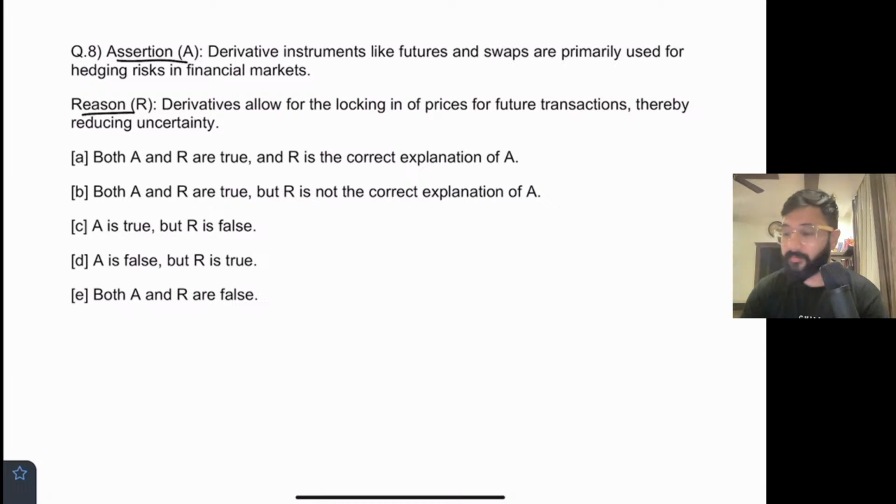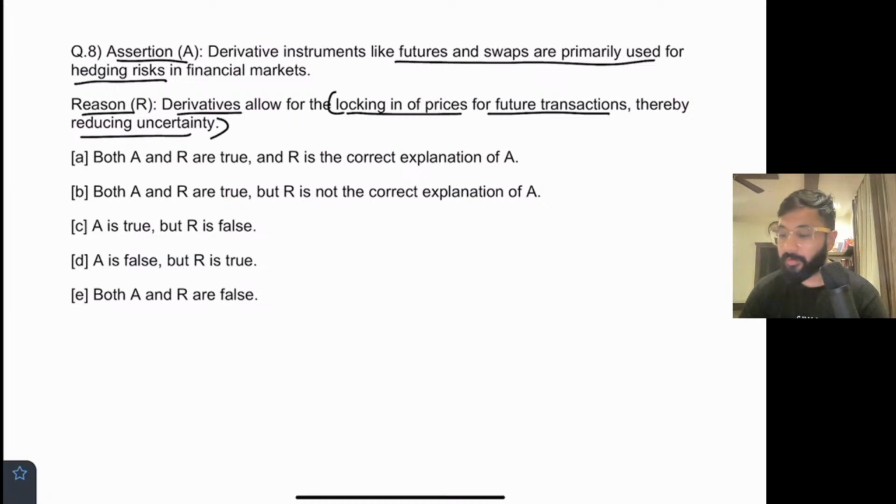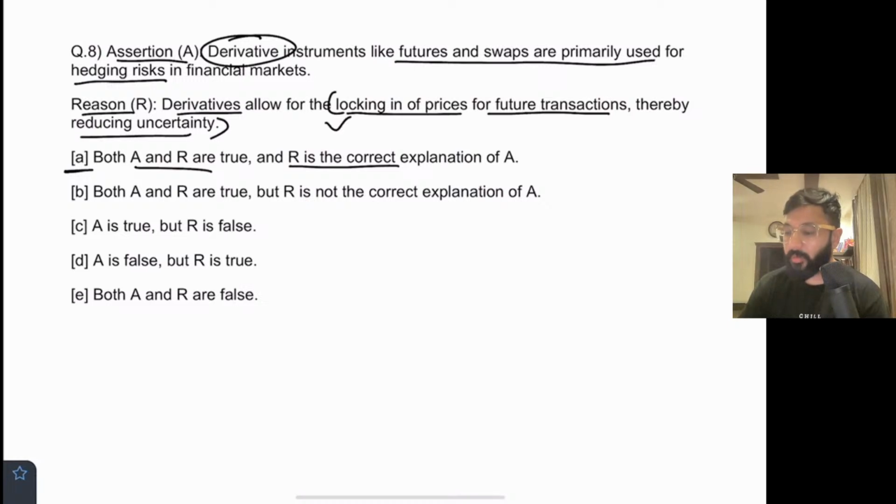Assertion and reason. Derivative instruments like futures and swaps are primarily used for hedging risks in financial markets. Derivatives allow for locking in of prices for future transactions, thereby reducing uncertainty. You have to figure out what is right and what is wrong. Simple question. Yes, the answer is option number A. Both assertion and reason are correct and reason is the correct explanation of A. I don't think I need to explain. The main purpose of derivatives is risk hedging, risk reduction, and they work by locking in prices for future transactions, so that uncertainty is reduced.